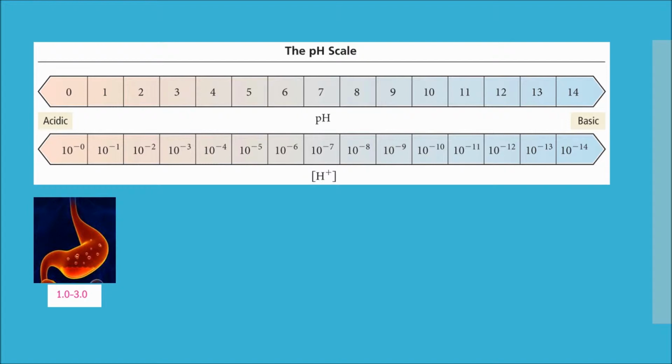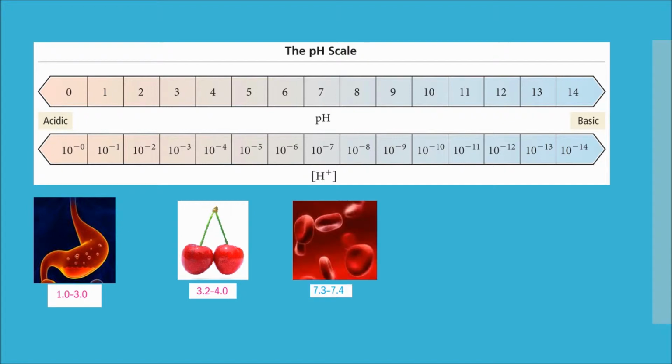Now, if you look at the pH of our stomach, we can see the pH of our stomach is between 1 and roughly 3, whereas, say, the pH of cherries is about 3.2 to 4, and normal body pH or blood pH is between 7.3 and 7.4. At pH 14, you're looking at a 4% solution of sodium hydroxide.